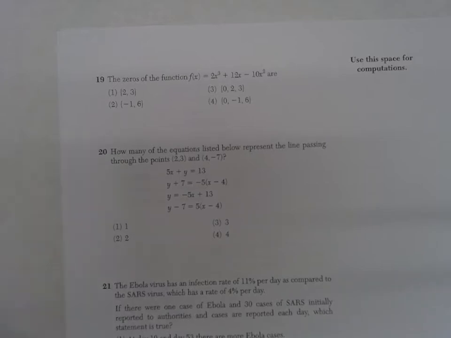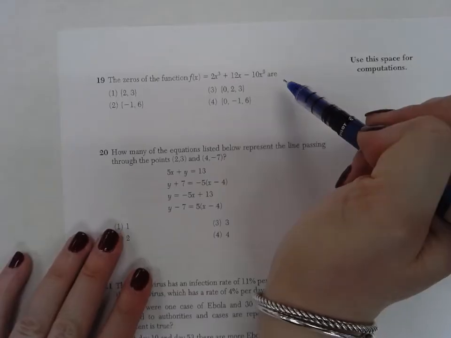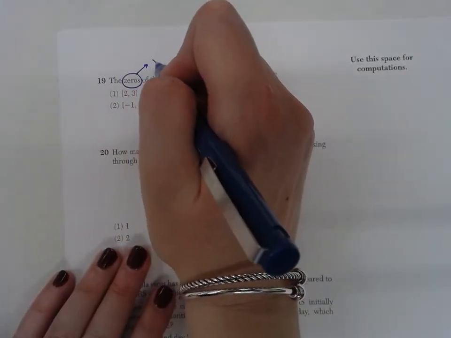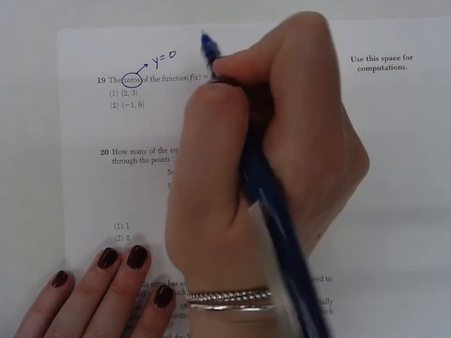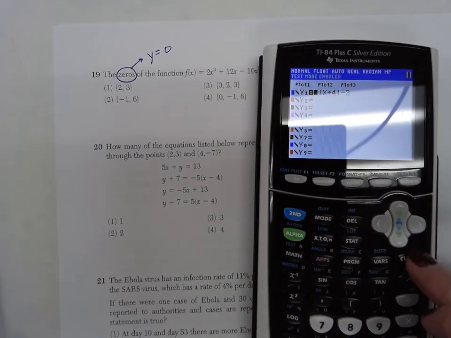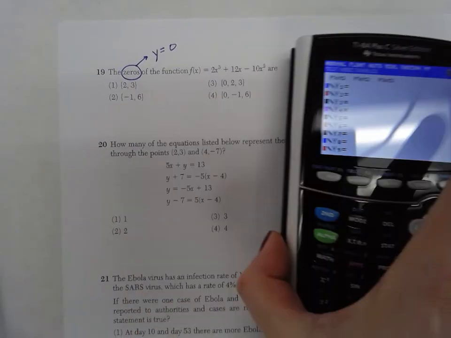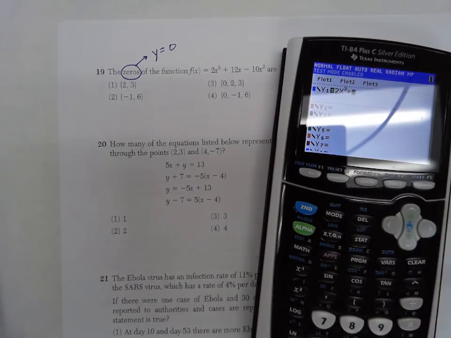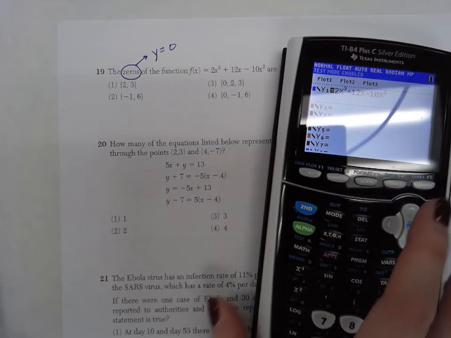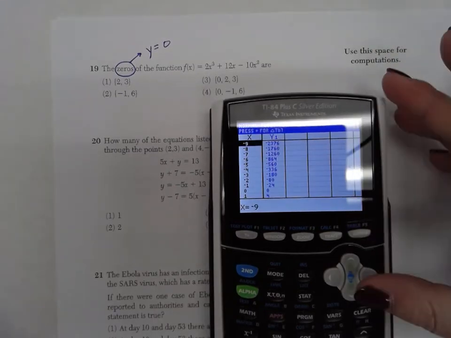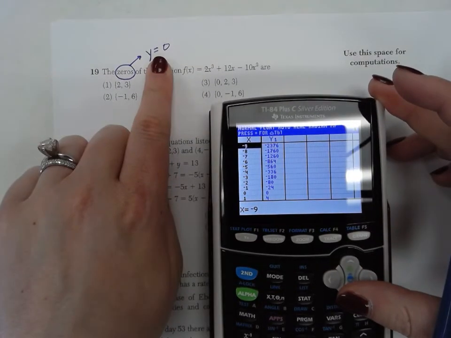19. The zeros of the function f of x are asked. Zeros means that y equals 0. So I'm going to go to my calculator and type in that equation: 2x raised to the third plus 12x minus 10x squared. There's my equation. I'm going to go to the table and I want to find all the places where y equals 0.